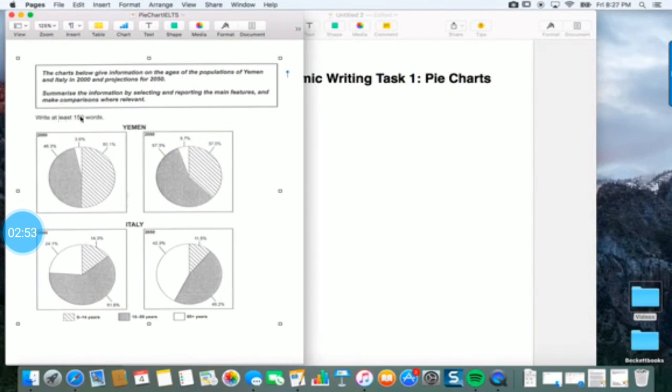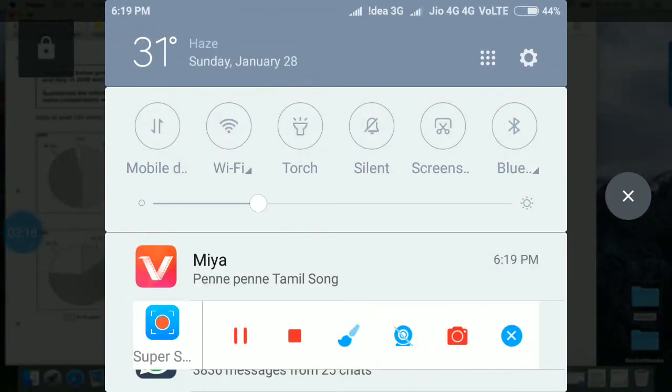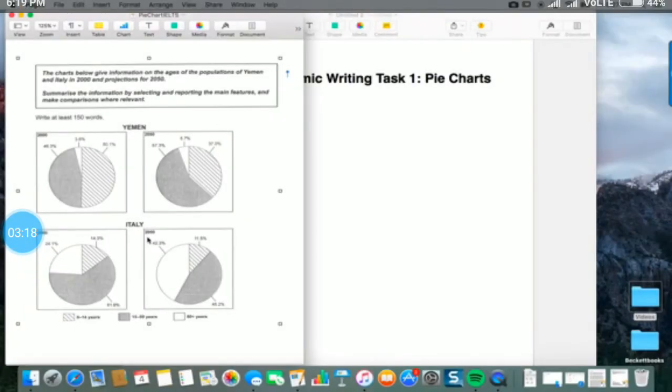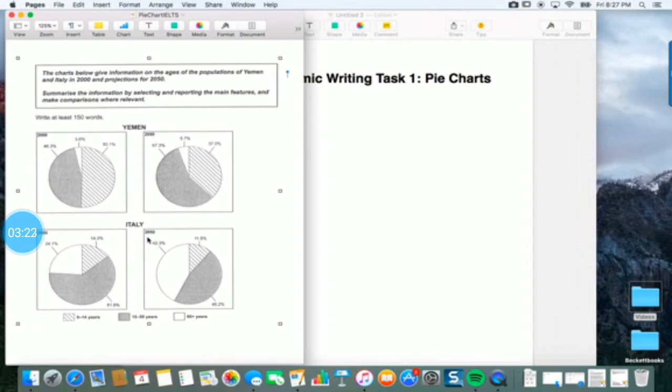So the first thing to point out is 2050. That means the future. Now this is important because this is going to help you also improve your grammar score, but we'll talk about that in a minute. So we've got Yemen and Italy down here. We've got the data for 2000 as well as for 2050. So what I'd like you to do now is take 5 minutes, get out a piece of paper and a pencil, and make some notes.